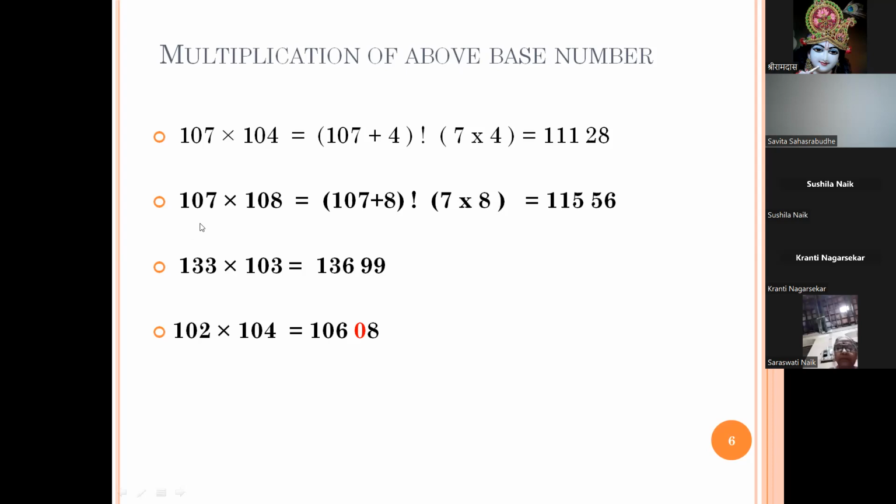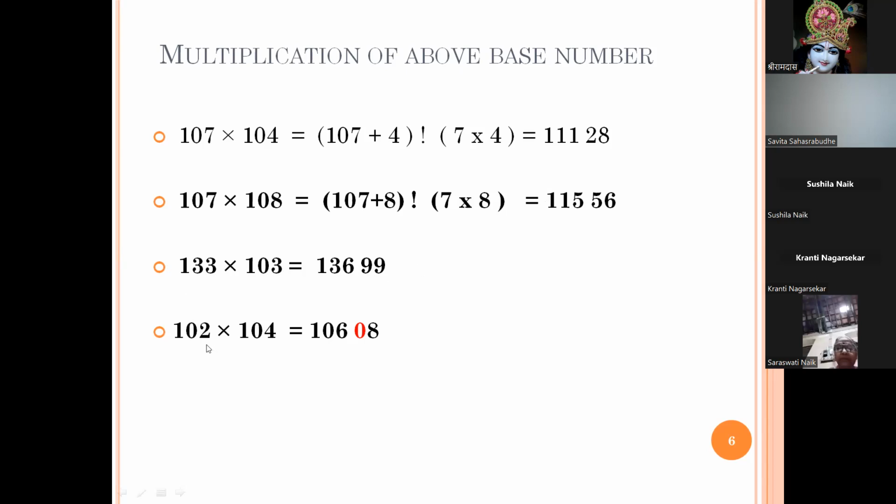Or 107 into 108: simply 7 eights are 56, and 107 plus 8 is 115. So it's very easy; we don't need to do any difficult or complex calculations here. Now 133 into 103: 33 threes are 99. 3 into 3 is 9, 3 into 3 is 9, and 133 plus 3 is 136.